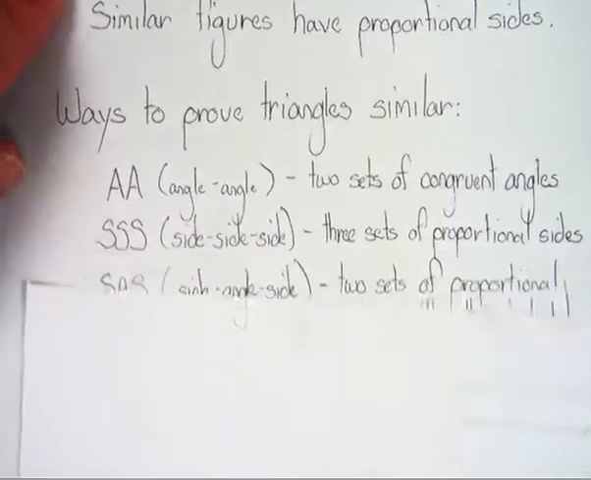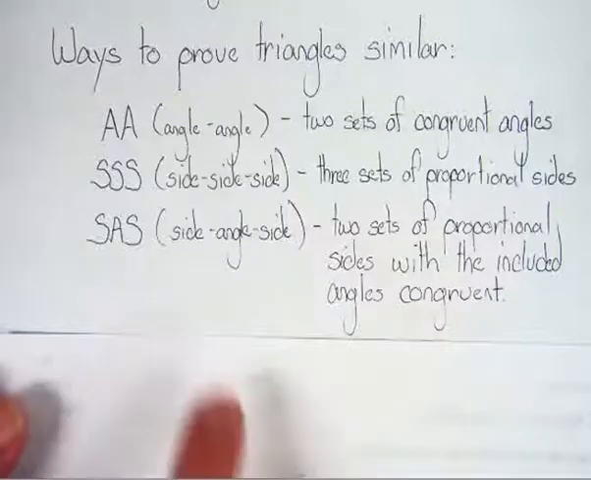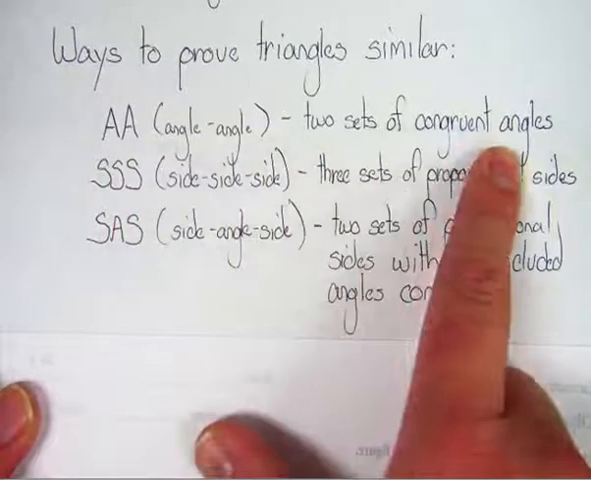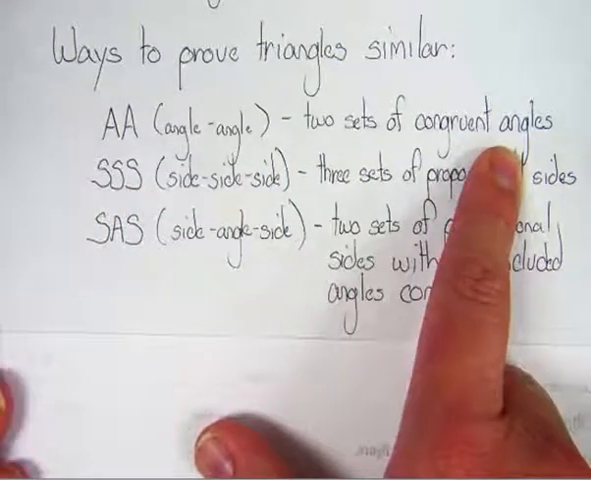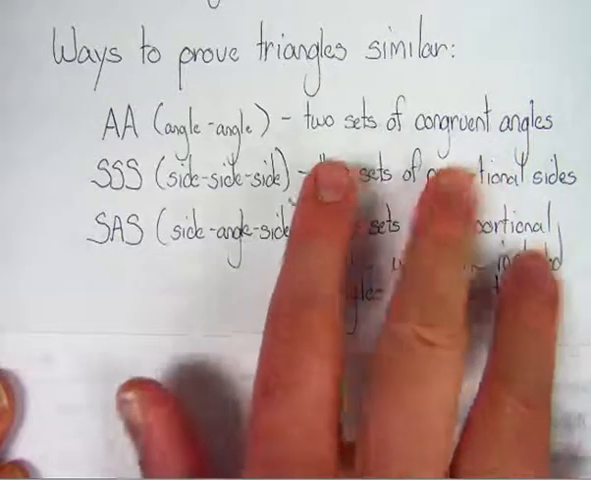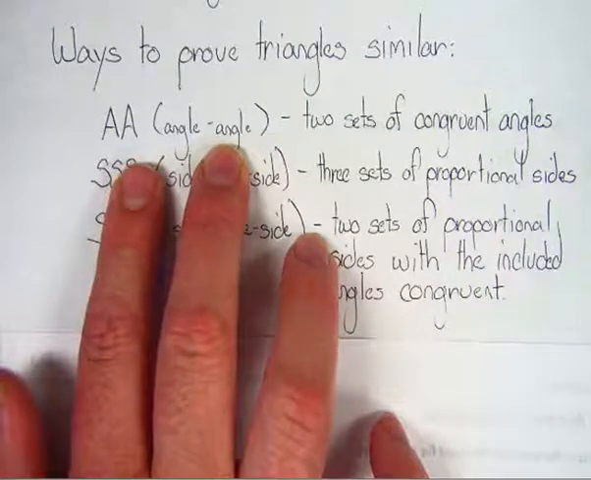Just as with congruence, we can also talk about ways to prove triangles similar. Remember, similar means they have the same shape but different sizes, and so here are the shortcuts we can use to determine that they have the same shape but different sizes. The first is angle-angle. If I have any two sets of congruent angles on two different triangles, I can automatically say that those triangles are similar. So if I have two sets of corresponding congruent angles, the triangles are automatically similar.